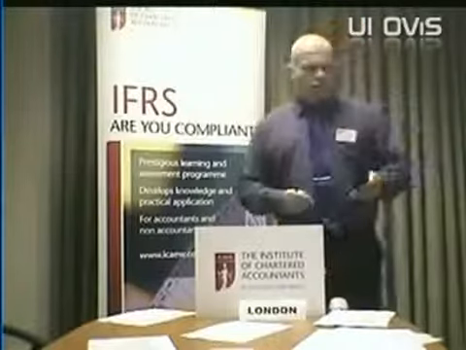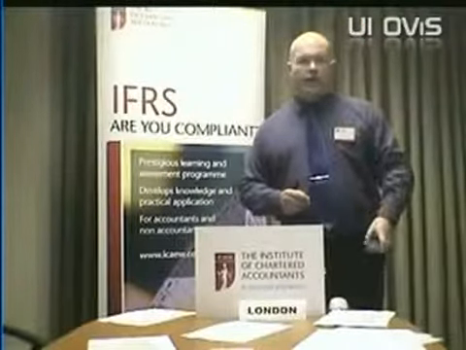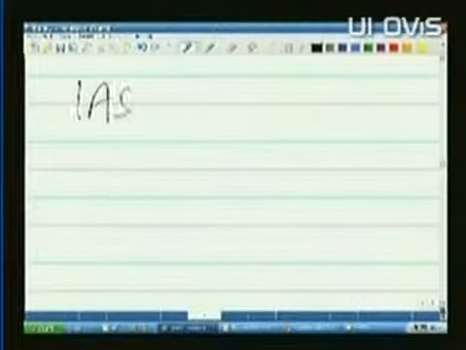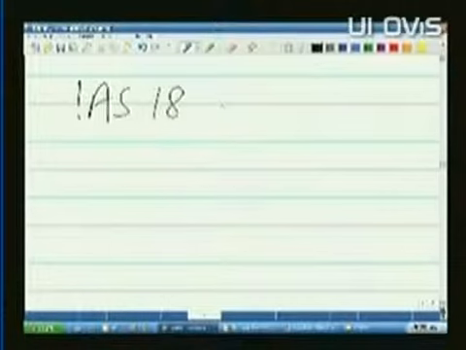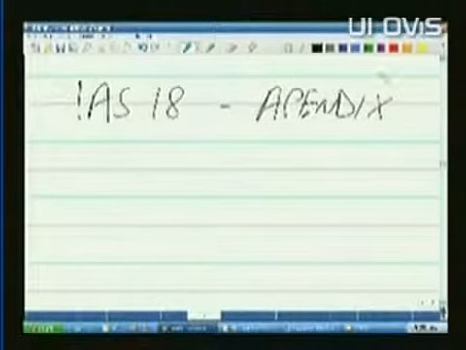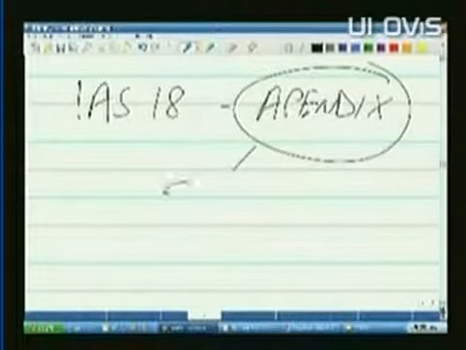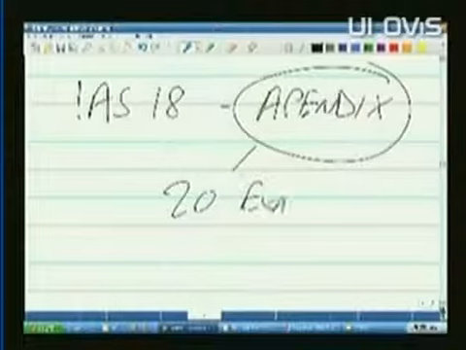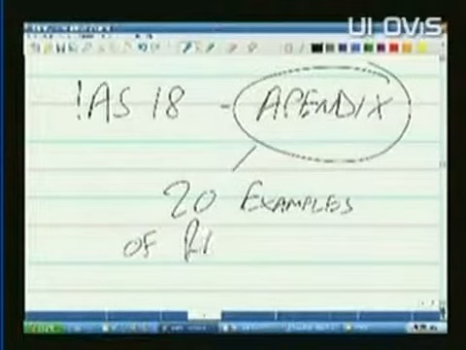Now, the first thing that I just want to draw your attention to on this standard, and this would form a little bit more of your background reading: there is some really, really helpful information at the back of IAS 18. In IAS 18 there is an appendix. The appendix to IAS 18 includes roundabout 20 examples of revenue recognition.